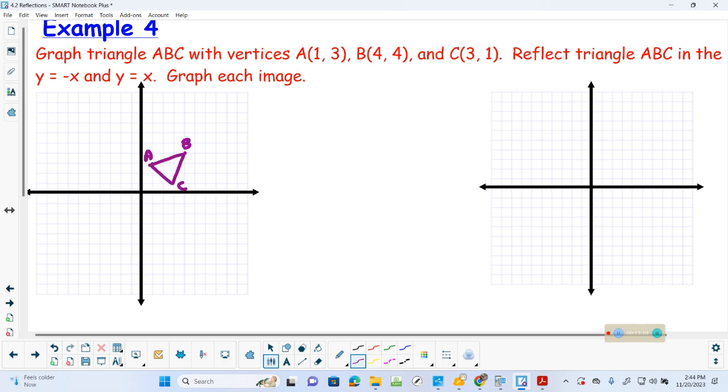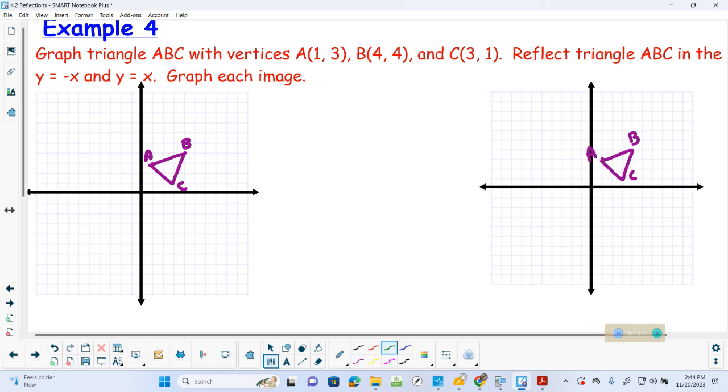Now that's the same pre-image or original triangle for both pictures. So I'm going to go ahead and, while I'm at it, just mark it over here on this graph grid. I'm going to need it for this one. A, B, C. I'm going to get myself set up here.